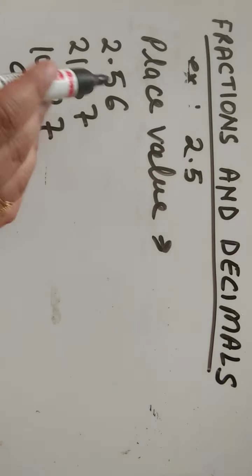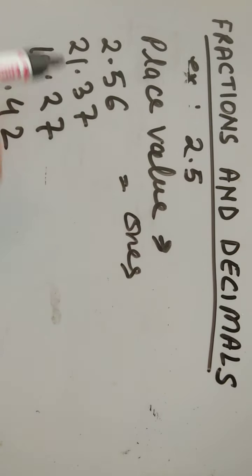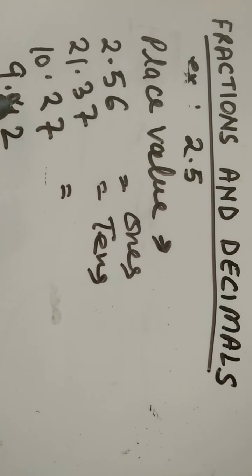9.42. So here, what is the place value of 2? It is ones. Place value of 2, tens. Here, place value of 2, it is tenth. It is in the 10th place. It is in the 100th place. Here, if we have 4, 1, 2, then it is in the 1000th place. So, in that way, we will find out the place value for the given fractions.